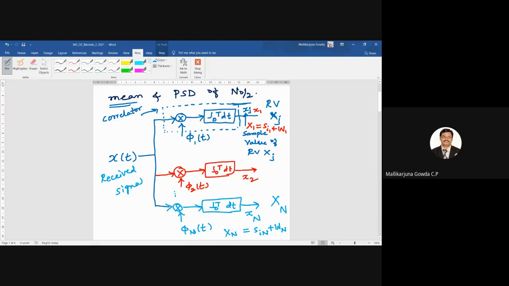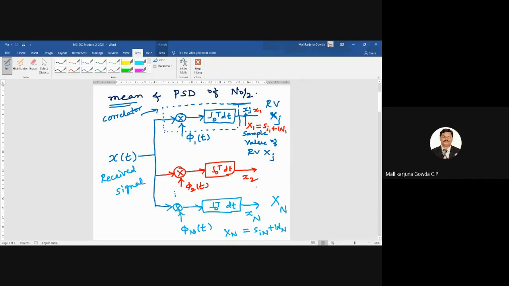So I already wrote what is x of t. X of t is equal to s_i of t plus the additive white Gaussian noise, that is w of t I wrote, right? So this is a received signal. From this I am going to get back the random variables, right? How do I get that one? By passing it through the correlators. So basically it is a demodulator circuit. What I wanted to say here is, x of t is multiplied by this carrier, then passed through an integrator, then you will be getting these sample functions.